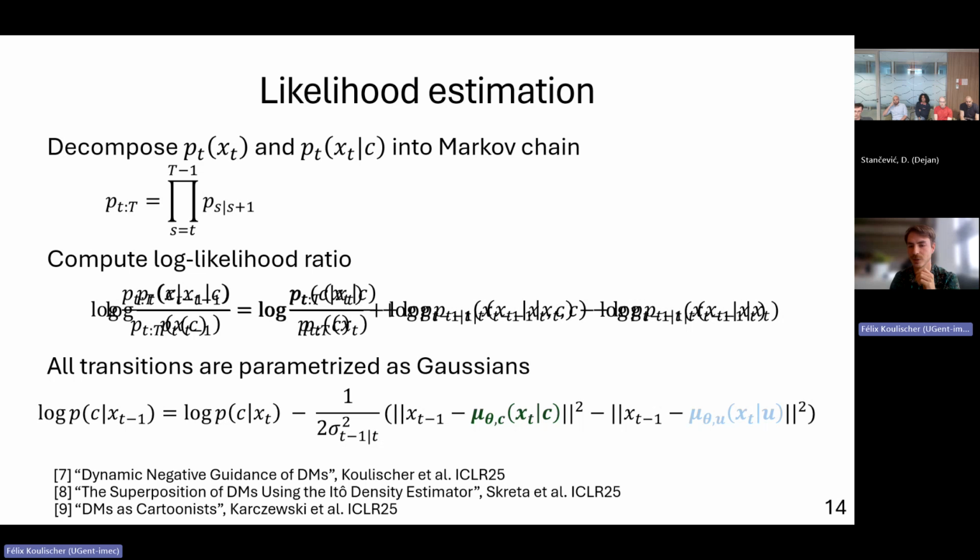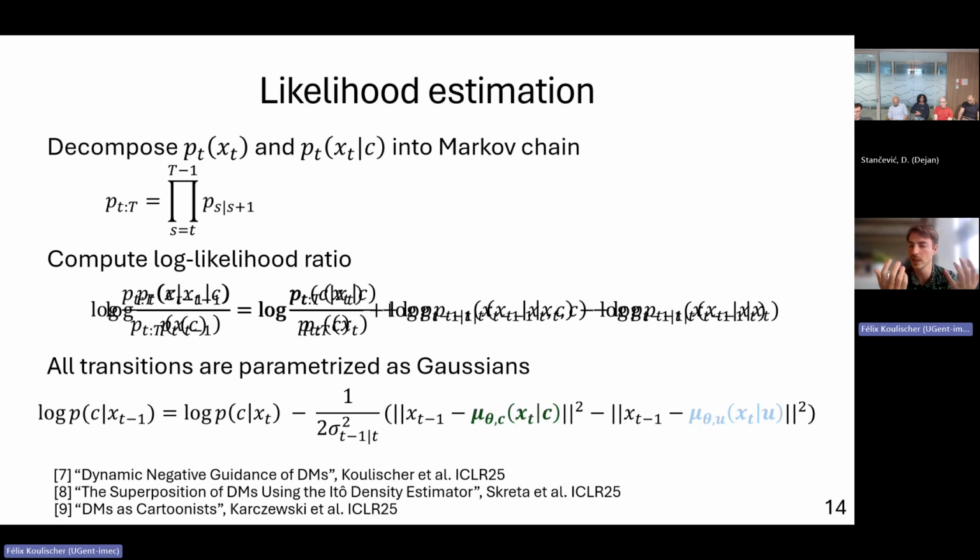But actually, funnily enough, we had some work at ICLR this year where we refer to dynamic negative guidance of diffusion models. So we use a very similar approach, but for negative guidance. And there we also needed to estimate these densities. And it turns out that when using a stochastic sampler, you can actually get these likelihoods for free, through a nice correspondence between the score matching objective and the likelihoods.